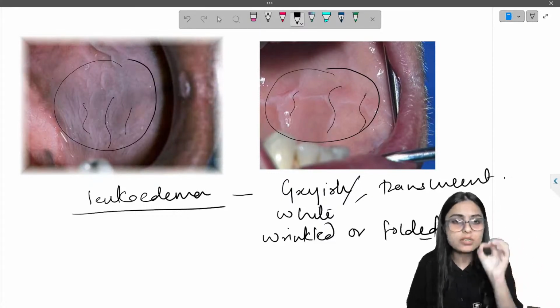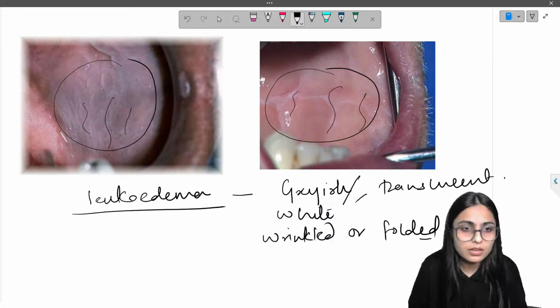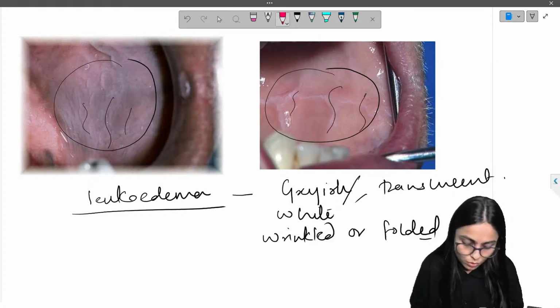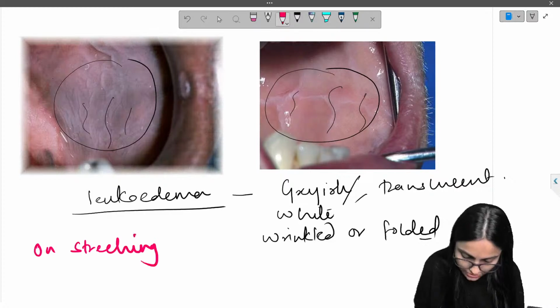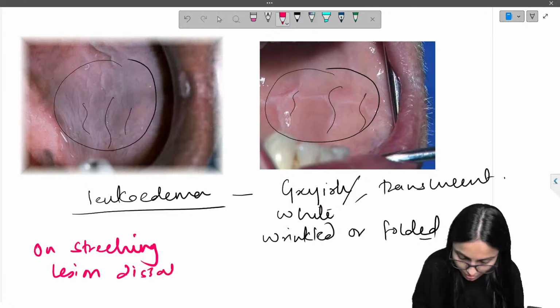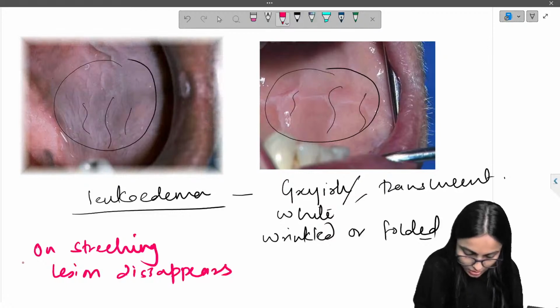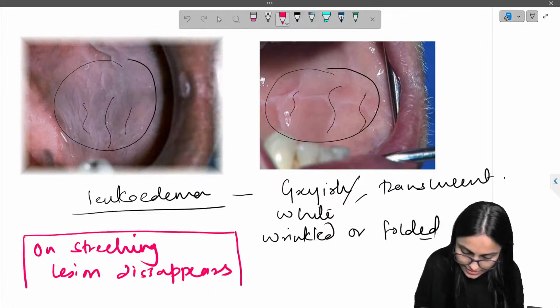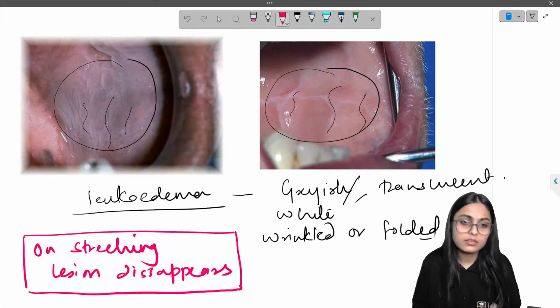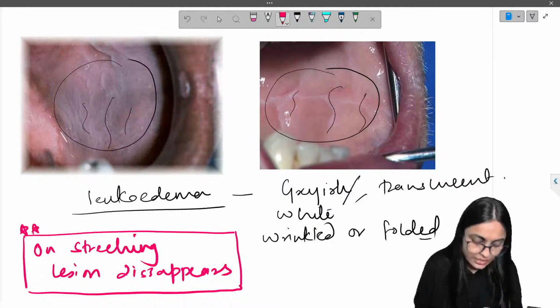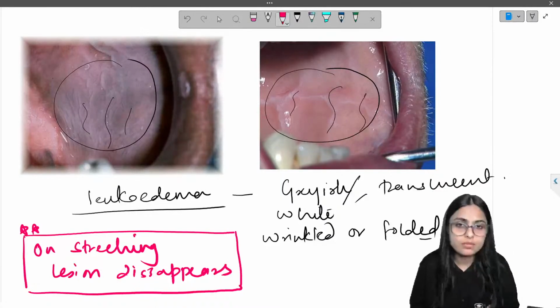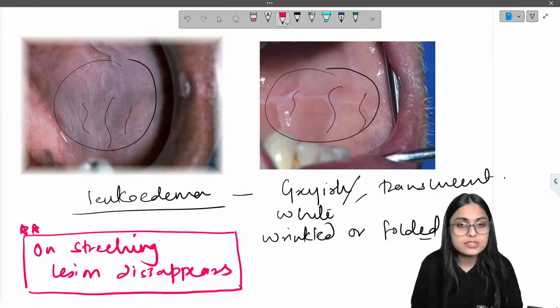what is the importance or significance of this leukoedema? Okay, what is the significance of leukoedema? On stretching, the lesion disappears. This is your takeaway from leukoedema. Very important. Directly, they can ask a direct question from this. On stretching, this lesion disappears.